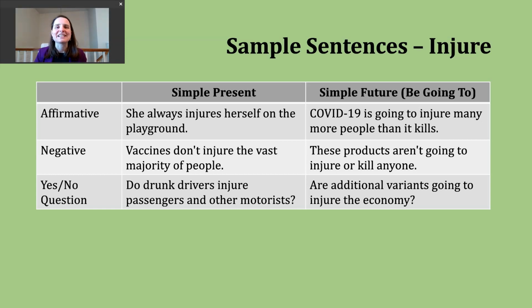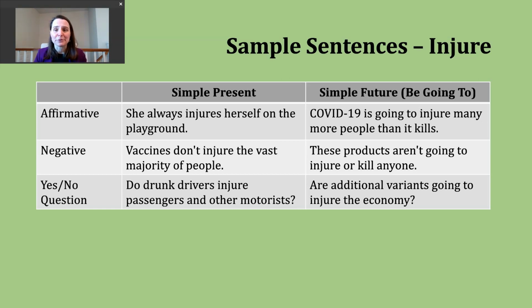If our subject is you, we, or they, our form of be is are, A-R-E. And then if our subject is he, she, or it, our form of be is I-S. Okay, so once we know that, then the structure stays the same. So we're going to use a present form of be, then going to, and the base verb.